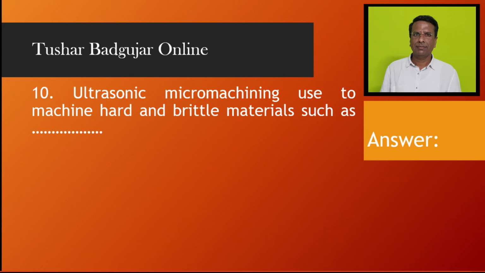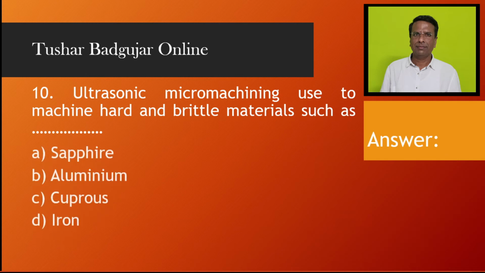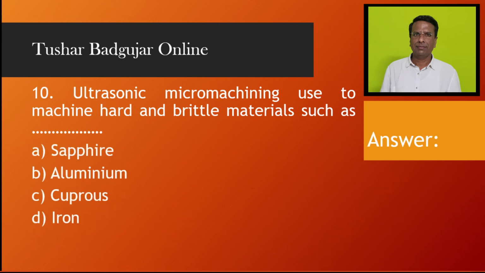Ultrasonic micromachining is used to machine hard and brittle material such as sapphire, aluminum, cuprous, iron. Answer is A, sapphire.